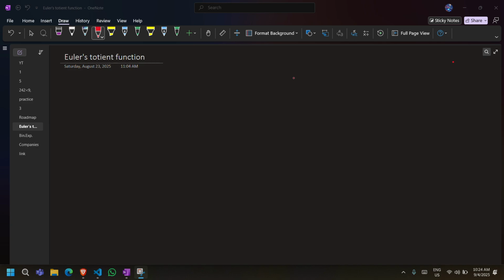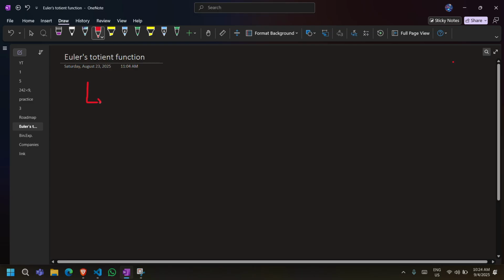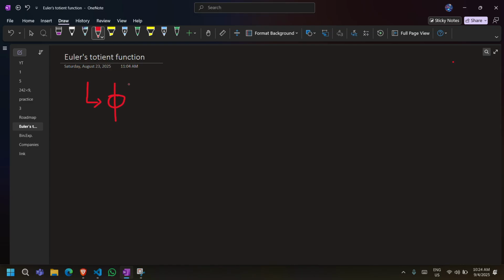Hello everyone. So in the previous videos we saw Fibonacci numbers, sieve, binary exponentiation, and in this video we will start Euler Totient function. So Euler Totient function is defined for a number and it is represented by phi of n. And what does this return, what is the value of phi of n?